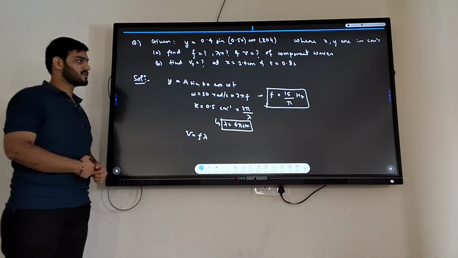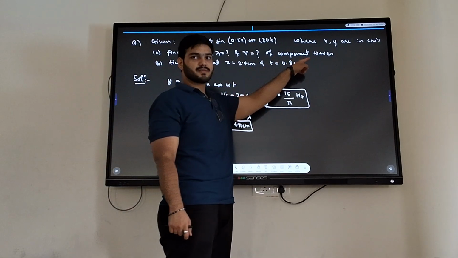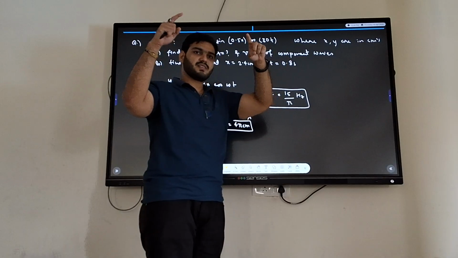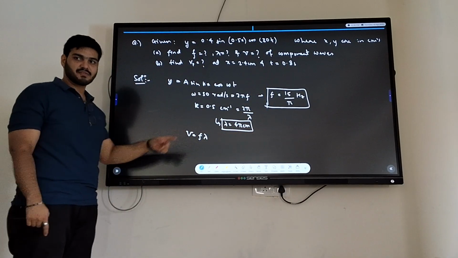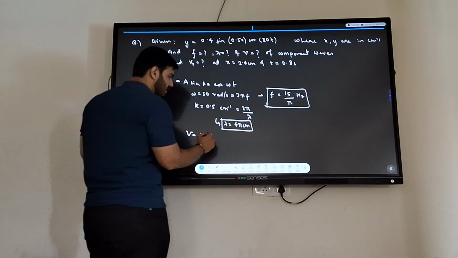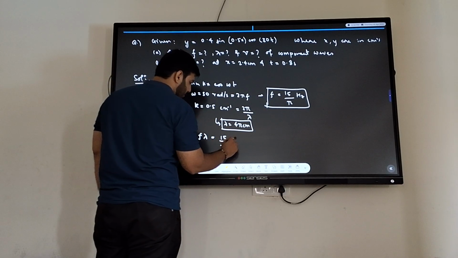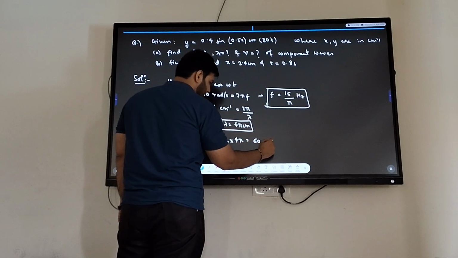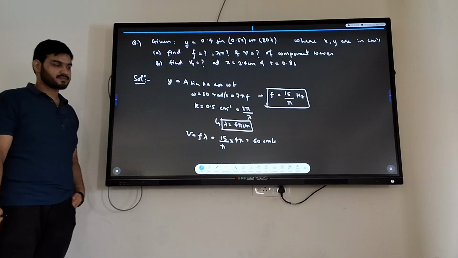That's why you should read the question very carefully. It's given, you should find all of these things for what? Component waves, the waves with which we started off, not the final wave. They were moving with this velocity. So V equal to f lambda, 15 by pi into 4 pi, and what is this equal to? 60 centimeter per second. So this is V.